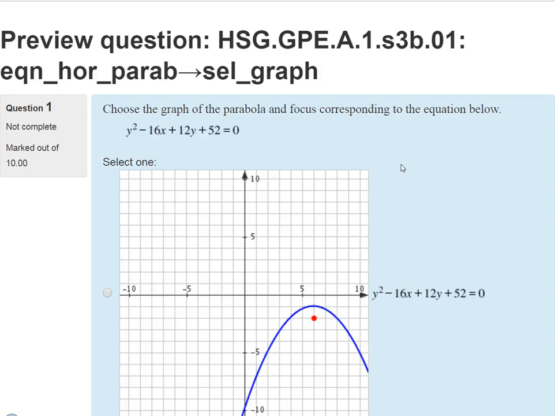Now think about this. It says choose the graph of the parabola and focus corresponding to the equation below, right? That's not very helpful. If I've got the equation written in that form, I don't know what the coordinates of the vertex are. I've got to put it in standard form, right? So this time, what's the variable that's being squared? The y's. Okay, so I'm going to collect y terms on the left, right? And all the other stuff goes to the right. And then we'll complete the square. We don't have a lot of time, but see if you can at least get a start on this.